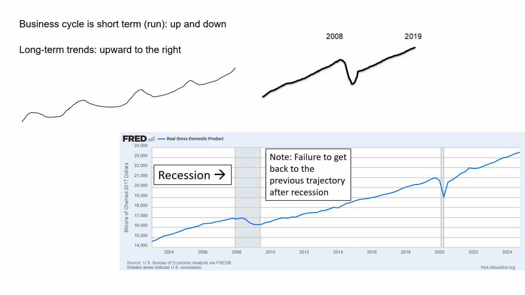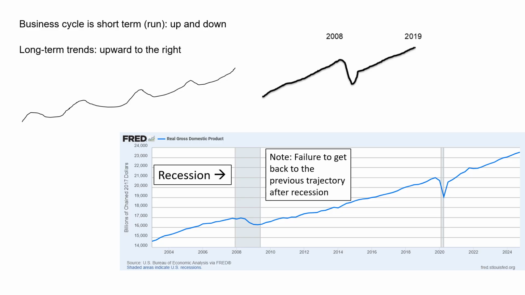So more specifically, looking at the graph on the bottom with the real GDP growth, again, sloping upward to the right, that's what we want to see. However, from 2008, when we had the Great Recession, it went down and it did not come back up. What we call a V-shaped recovery is where it goes down and then comes back up, gets back on that previous trajectory. We did not do that.